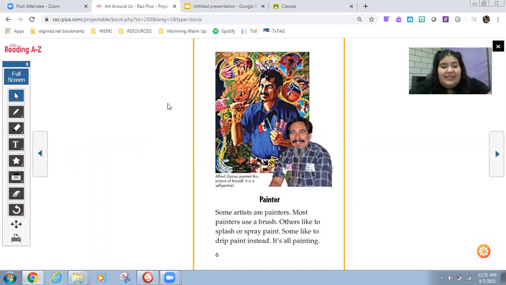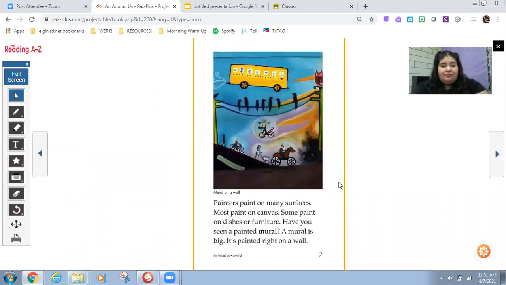Painter. Some artists are painters. Most painters use a brush. Others like to splash or spray paint. Some like to drip paint instead. It's all painting. So we see here an illustration, we see a photograph, and we see a caption. So those are also text features, right? We're noticing, and this is a heading. It says, Alfred Quiros painted this picture of himself. It is a self-portrait. This is an illustration, and it says mural on a wall.